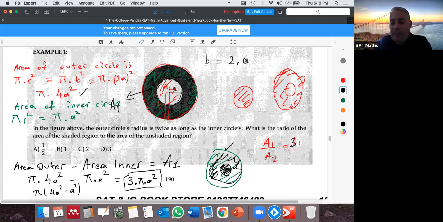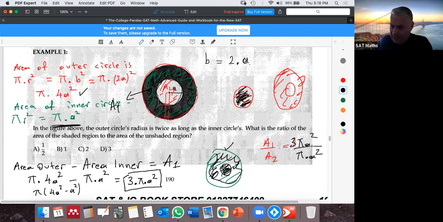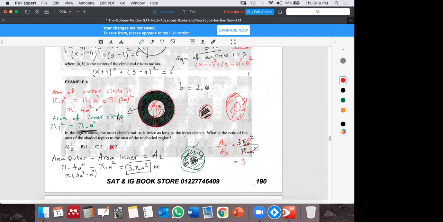So I am writing 3 pi A squared divided by what? Divided by A2. What is A2? The area of the small circle. And what is the area of the small circle? We already said it is pi times A squared. So the question is this, find the ratio. A squared cancels, pi cancels, and the answer is 3, which is part B. One more time, you can check and you can ask me. Do you have any question? No, sir. Thank you. Okay.